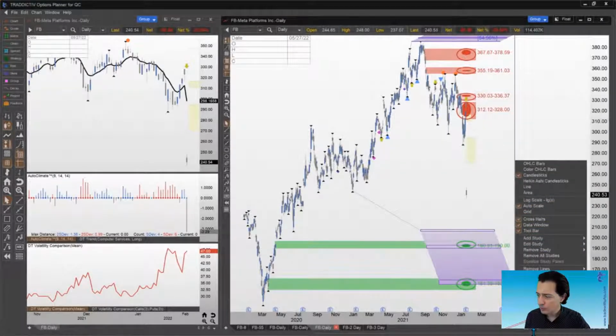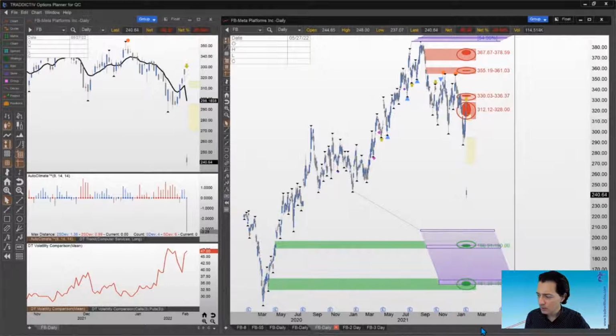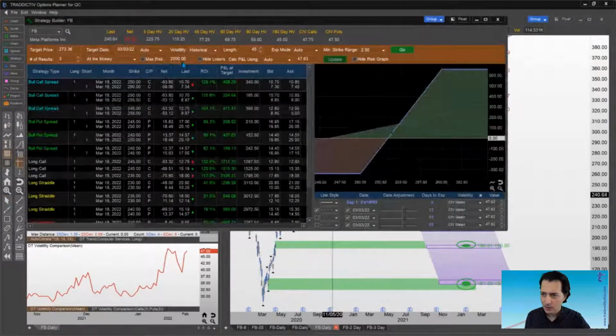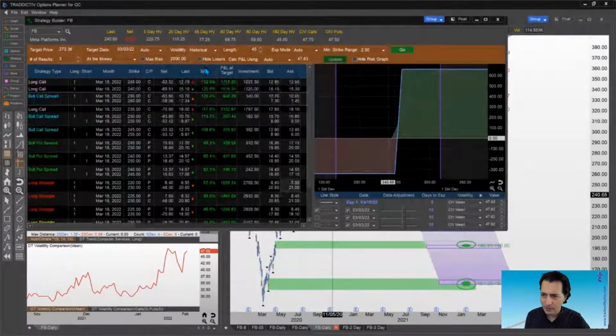Here we go, and we send to the strategy builder, right? And we looked at the return on investments, right? And you can see that a long call is going to give you 133% return if you're right on your trade. A bull call spread is going to make the cost to be way less, and you got 120% return. There's no way you're going to make 120% on Facebook anytime soon from now until March 3.